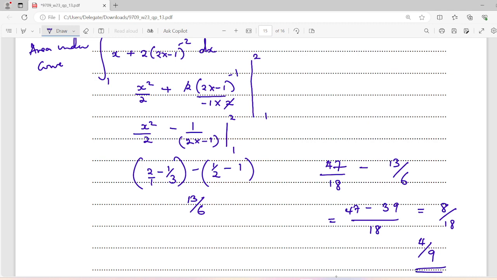So that was all about October-November variant 1-3 pure mathematics.